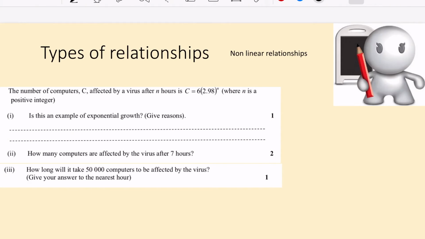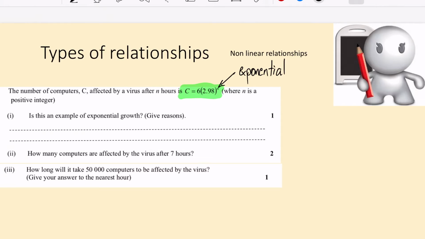Now, our next problem, once again, is a nonlinear relationship. The number of computers C affected by a virus after n hours is C equals 6 multiplied by 2.98 raised to the power of n, where n is a positive integer. Straight away, one of the skills of this topic is to be able to recognize different equations. In this case, because n is a power, what we have is this exponential model.